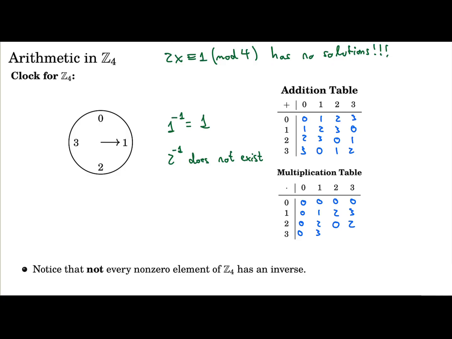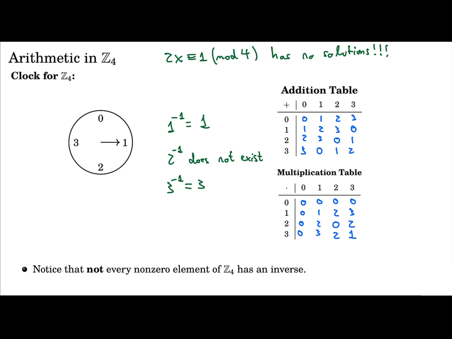Okay, what about for 3? So 3 times 2 is 6, which is 2. And 3 times 3 is 9. 9 divided by 4 is going to be 4 times 2 plus 1. So it's going to be a 1 here. And so 3 does have an inverse. So 3 does have an inverse in Z4, which is just going to be itself, 3.